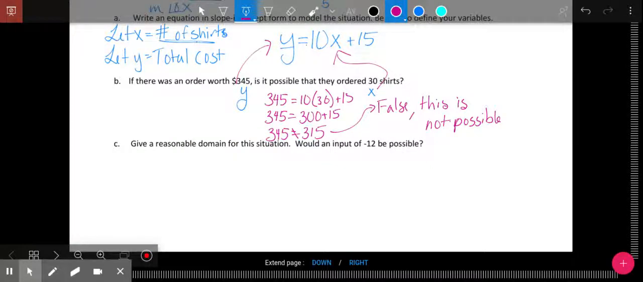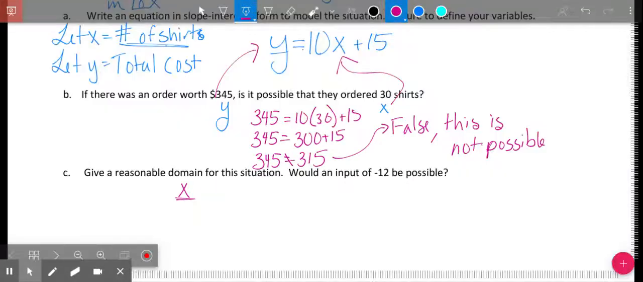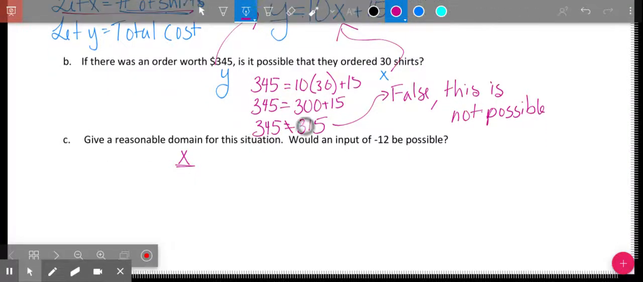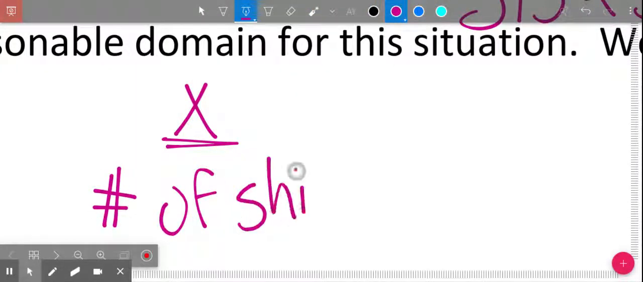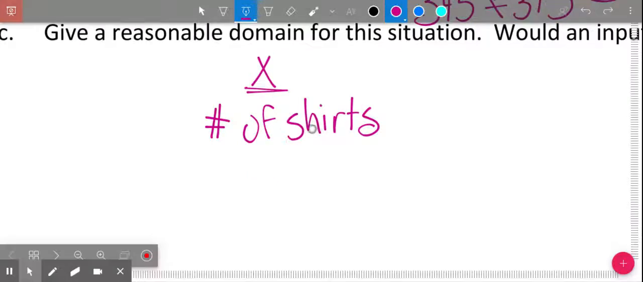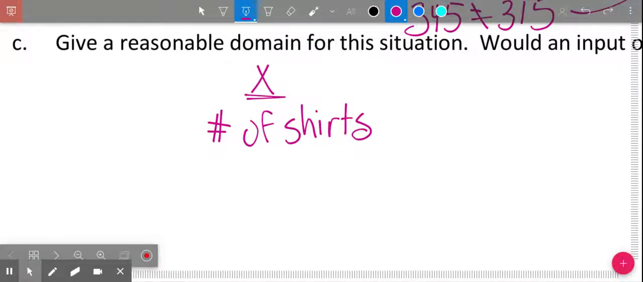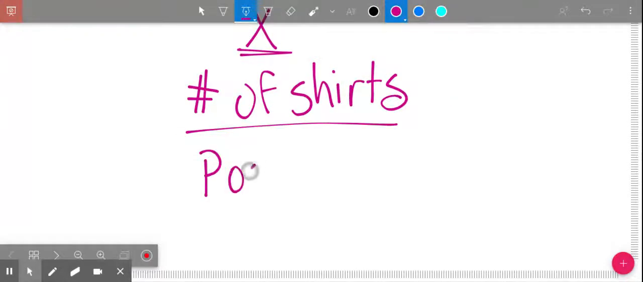All right. And then last but not least, letter C says give a reasonable domain for this situation. Remember, the domain is our x's. Okay, so our x's were the number of shirts. So this problem is about the number of shirts. So I want to know what is possible for number of shirts. If I'm buying these t-shirts, I could have all kinds of positive numbers of t-shirts. I could order 5 t-shirts, 8 t-shirts. I could order 1,000 t-shirts if I wanted to. So I could have positive numbers.